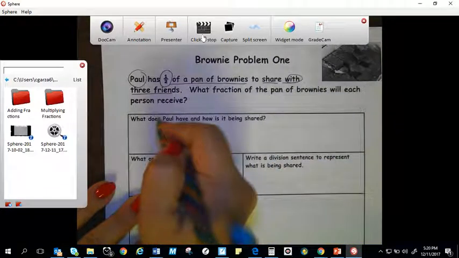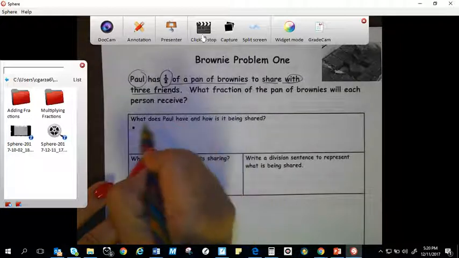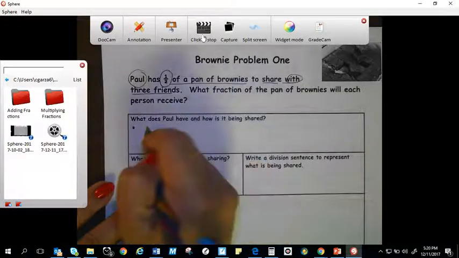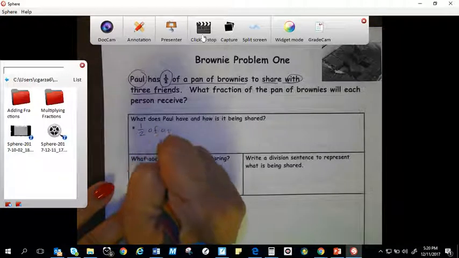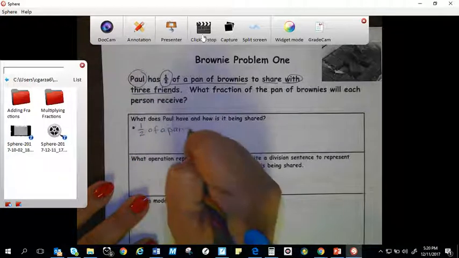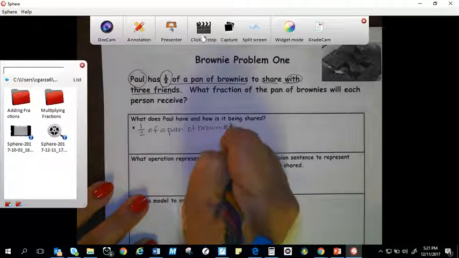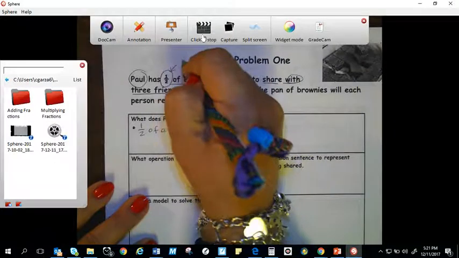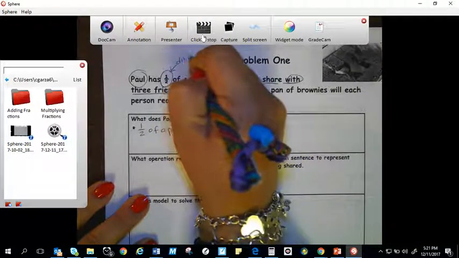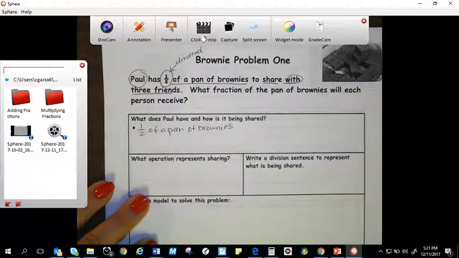So what do we have? Here's what we know. What does Paul have? He has 1/2 of a pan of brownies. That's the total amount. We would also say that this would be the dividend, because the dividend is the total number that he has. So that would be our dividend.